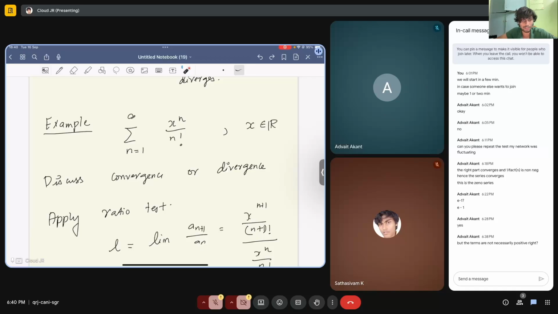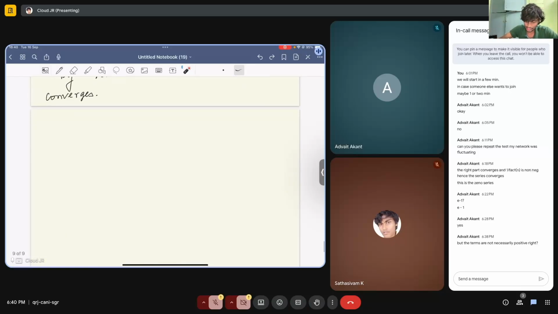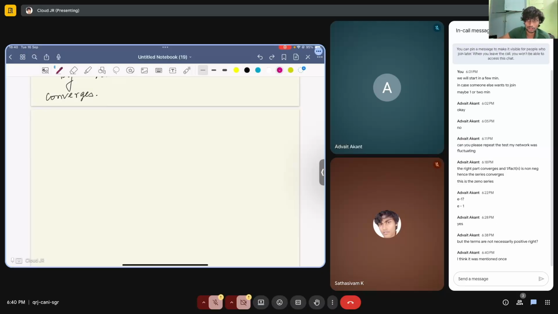Since you have asked, maybe I will write what absolute convergence is. Is it done in the class? The absolute convergence was mentioned in the class. I didn't see much in the paper, but I will write it here.